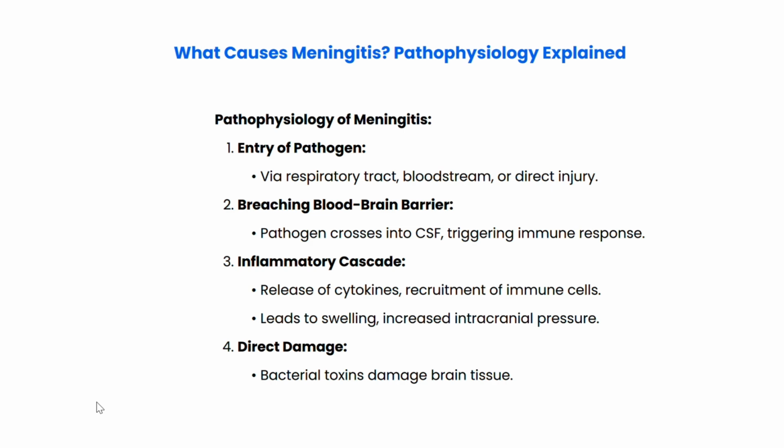This triggers a massive immune response. Cytokines, which are inflammatory mediators, are released and immune cells flood the area. This immune activity leads to swelling and inflammation of the meninges, causing the classic symptoms of meningitis like headache, fever, and neck stiffness. For bacterial meningitis specifically, the bacteria can also release toxins that directly damage brain tissue, compounding the damage. This is why early intervention is crucial.